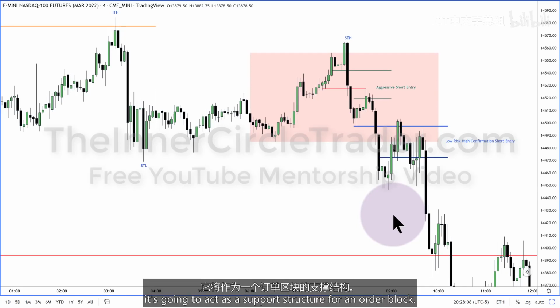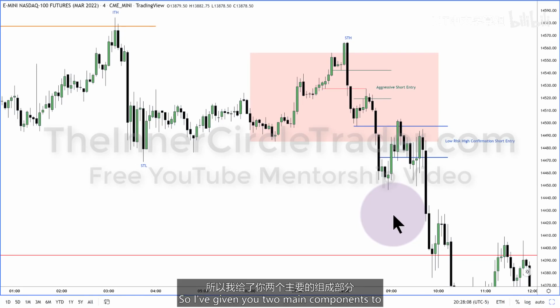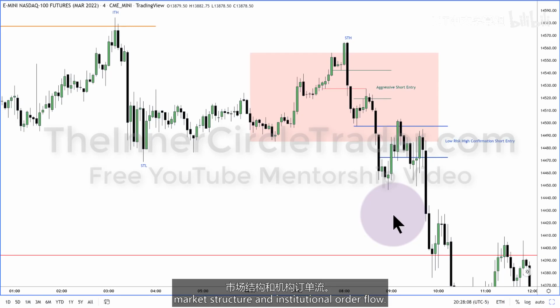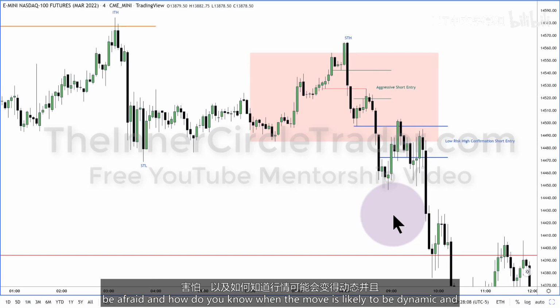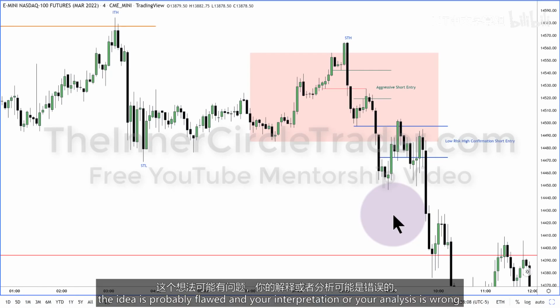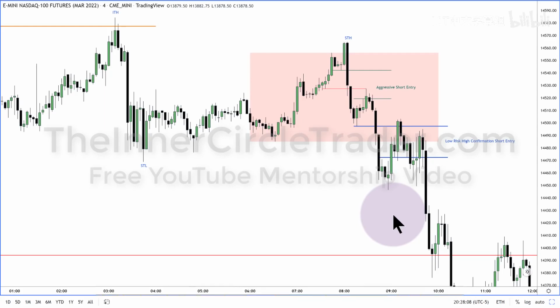If it trades back down to them, it's going to act as a support structure for an order block. So I've given you two main components to market structure and institutional order flow. How to know when the move is still good and not be afraid. And how do you know when the move is likely to be dynamic? And how do you know when the idea is probably flawed and your interpretation or your analysis is wrong?